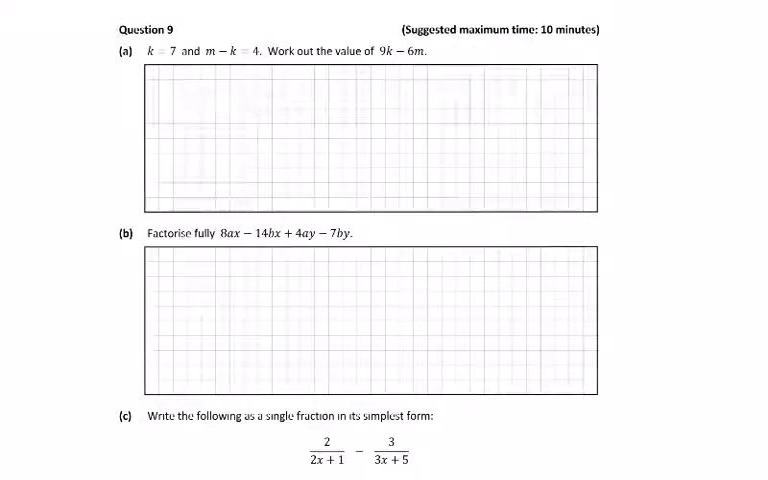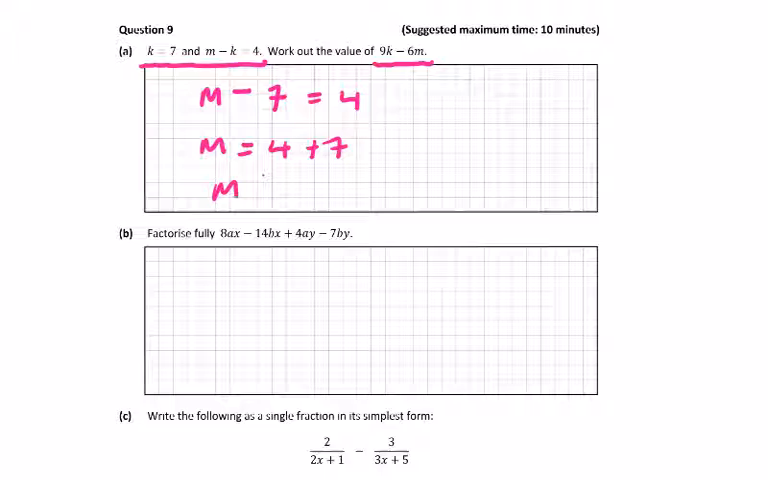Second example of algebra expressions is when we're given values k is equal to 7 and m minus k is equal to 4, where we have to work out the value of 9k minus 6m. So if k is equal to 7 and m minus k equals 4, you should be able to see that m is equal to 11, or bring the 7 across. 4 plus 7, m is equal to 11, and you could just check it if you want. 11 minus 7 is 4.